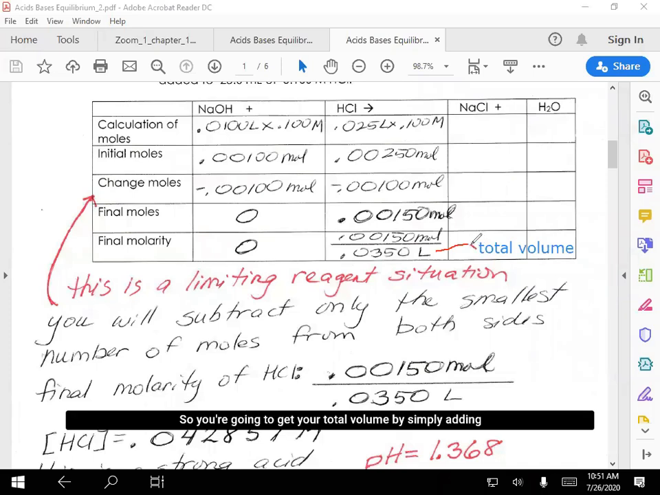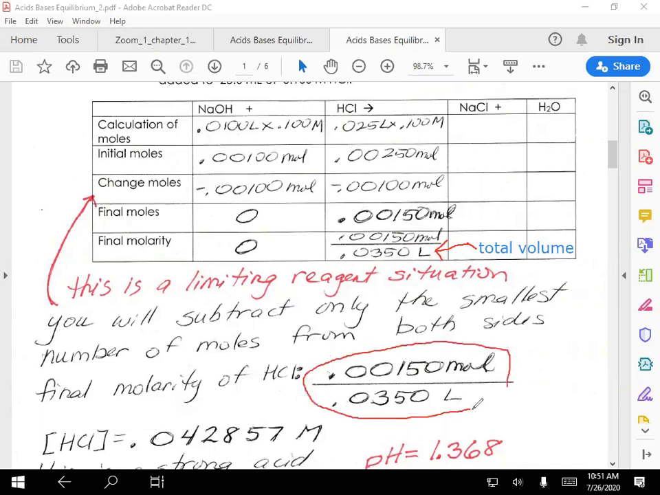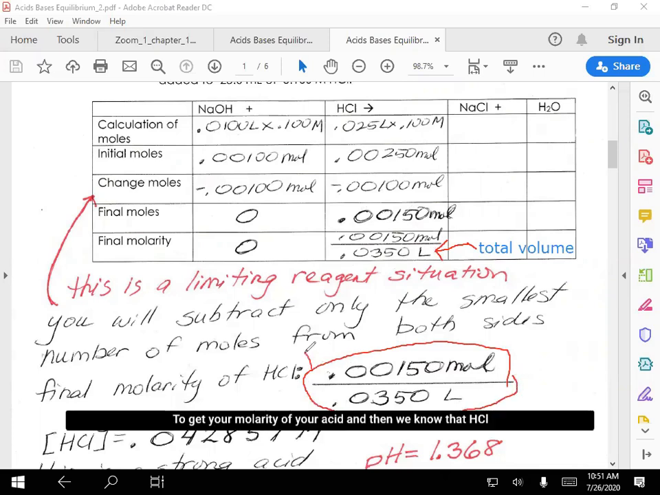So you're going to get your total volume by simply adding the volume of the base to the volume of the acid. Then once you get this, you just go ahead and solve this to get your molarity of your acid. And then we know that HCl is a strong acid. So whatever the molarity of the acid turns out to be, that is also the molarity of the H+.